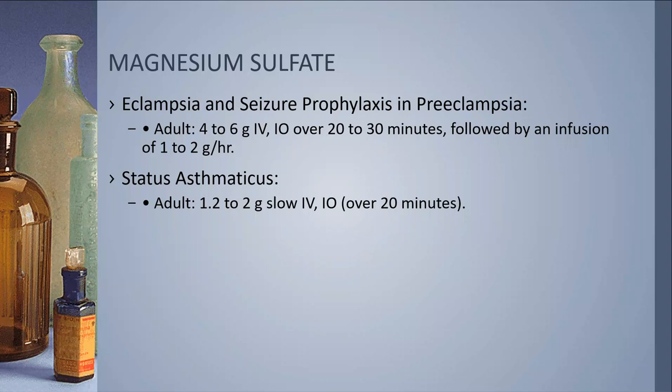Last one in here will be status asthmaticus that I've already shared with you, and we're going to give 1.2 to 2 grams slow IV over 20 minutes. Now, again, as we said earlier, when we're giving these small amounts, you're going to want to dilute it with about 150 or 100 milliliters of normal saline and set it up so that you will give it that way. You're never going to be able to give the small amount of 2 grams over 20 minutes through a syringe.